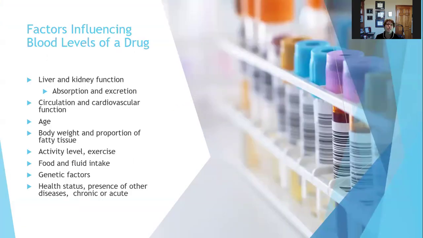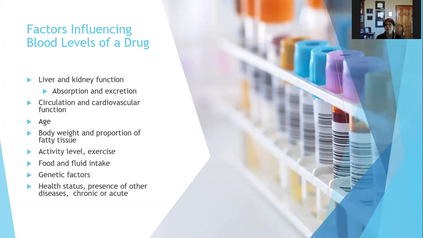So lots of factors can influence the blood levels of a drug. Like I was saying, if you're not excreting appropriately, you can have higher and possibly toxic levels of a drug. So if you have reduced liver or kidney function, so liver is affecting the absorption and kidneys are affecting the excretion of the drug. So reduced liver or kidney function can cause you to have higher levels of the drug in your system, or lower than effective levels if the liver's not absorbing it.